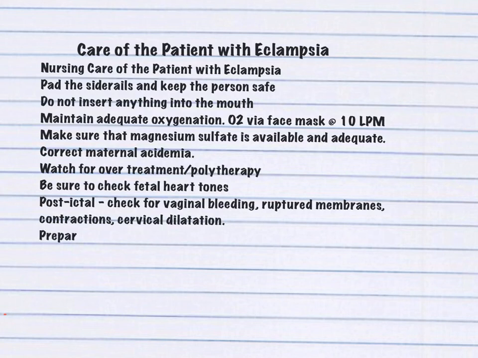So the next thing we're going to do is prepare for delivery. This may be a vaginal delivery, but more likely, if we're really worried about mom's status and she's already eclamptic, we're no longer concerned with expectant management. We're probably going to take her to the OR for C-section and get that kid out. So NICU needs to be notified, and you really need to move fast. And lastly, support the patient and the family.